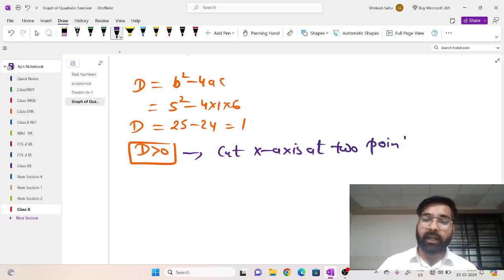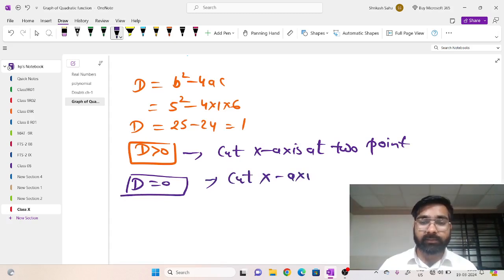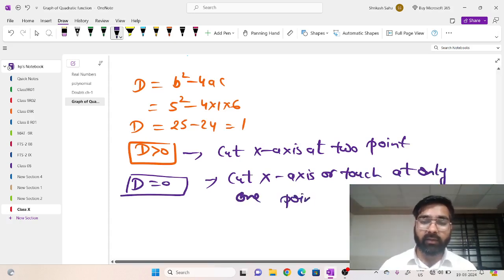Okay, again, if D is equal to 0, then the graph of the quadratic function cuts or touches the x-axis at only 1 point.